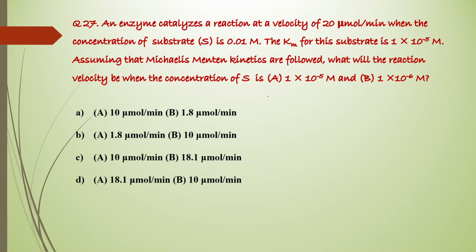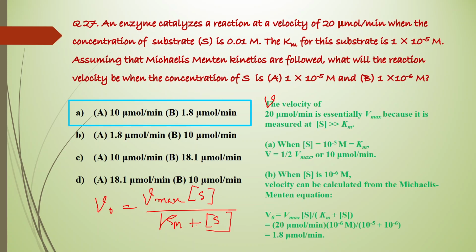Let us just write the equation first. V0 equals Vmax times S divided by Km plus S. This is your normal Michaelis-Menten equation. Now let me show you the answer directly.